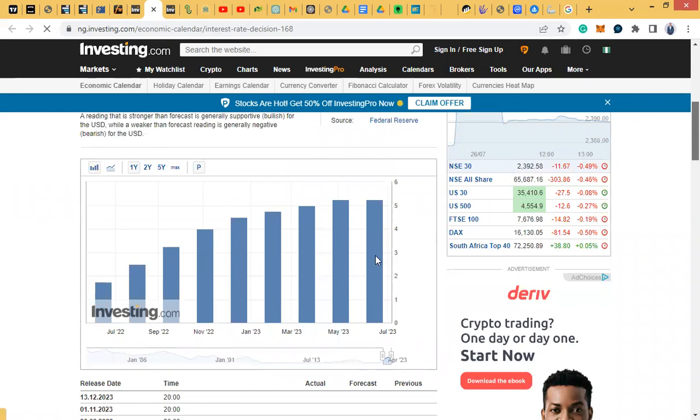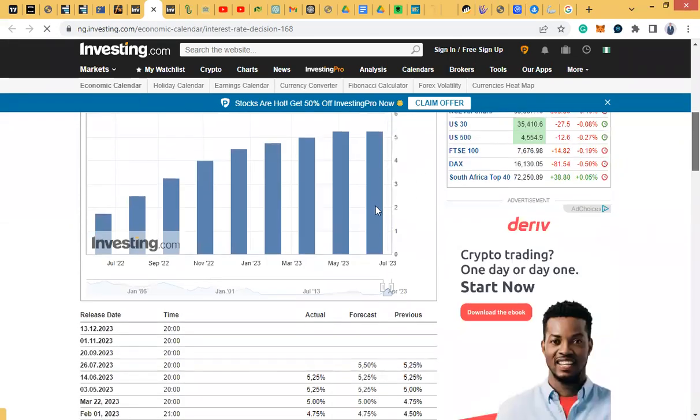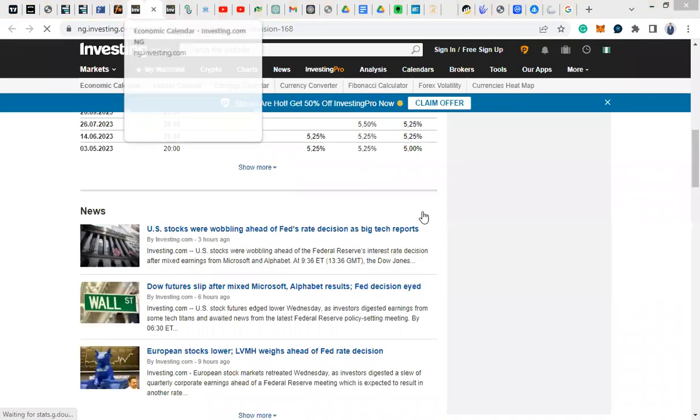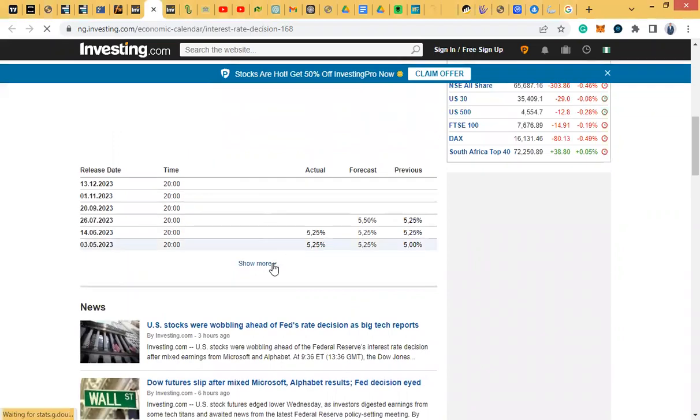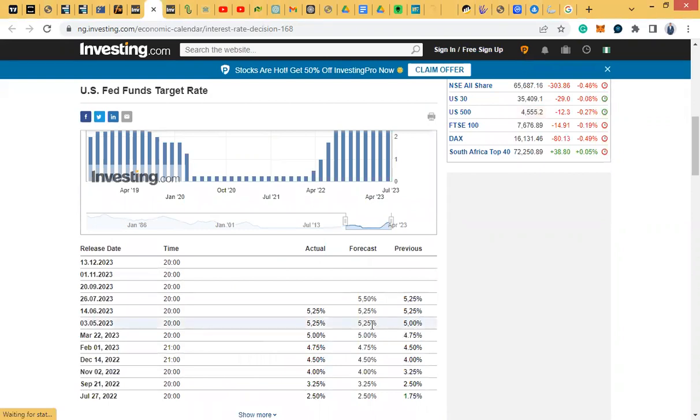This particular date was last month. Let me bring this down. Yeah, this was on 14th June. You can see here, the interest rate was 5.25%, and it was left at 5.25%. In the month of May, interest rate was at 5%, but it was increased to 5.25%.